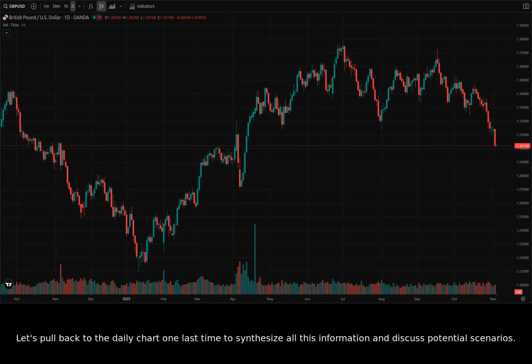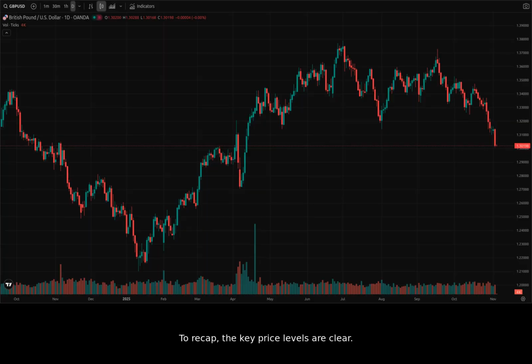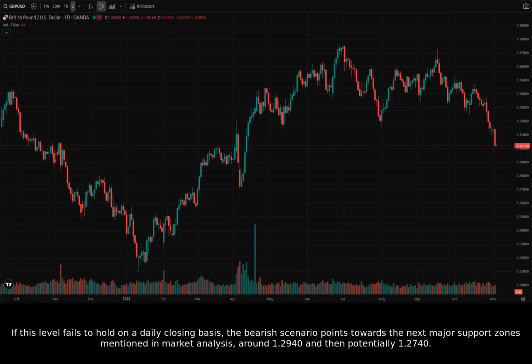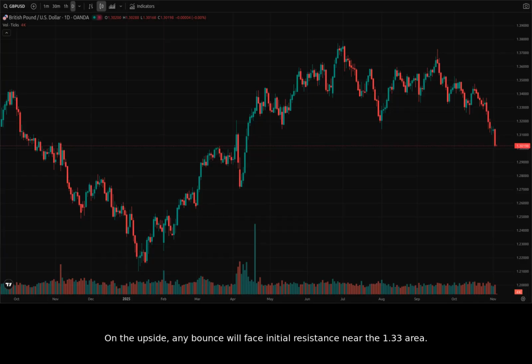Let's pull back to the daily chart one last time to synthesize all this information and discuss potential scenarios. To recap, the key price levels are clear. The most important level is the support we are currently testing, 1.3140. If this level fails to hold on a daily closing basis, the bearish scenario points towards the next major support zones mentioned in market analysis, around 1.2940 and then potentially 1.2740. On the upside, any bounce will face initial resistance near the 1.33 area.